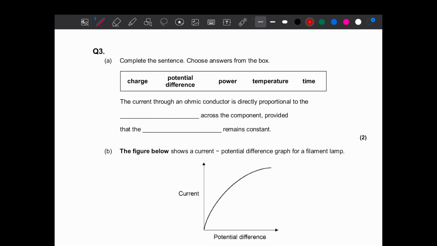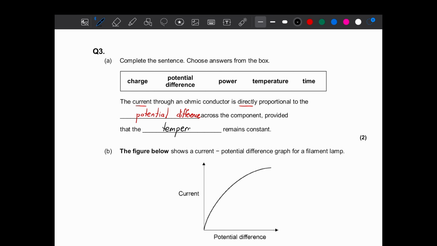Looking at question 3. If you'd like to attempt this yourself, as usual, pause the video now. Okay, so this is a question about ohmic conductors, and they've helpfully given us words to choose from. But when this question was asked, most students actually did quite badly. The correct answers were current through an ohmic conductor is directly proportional to the potential difference across the component, provided that the temperature remains the same.